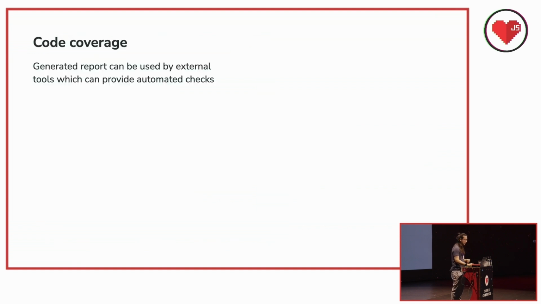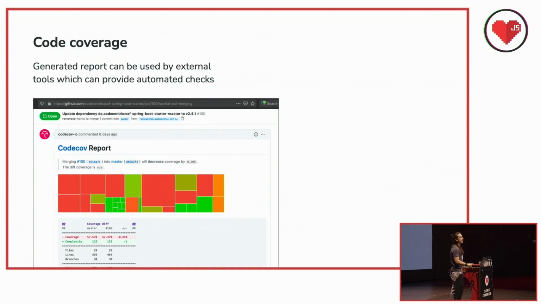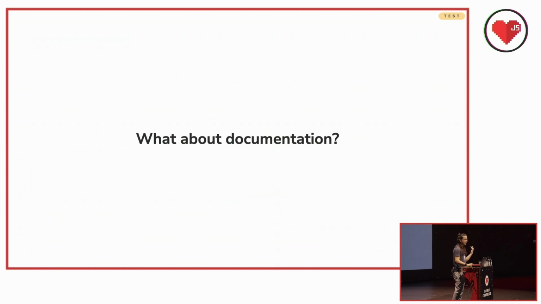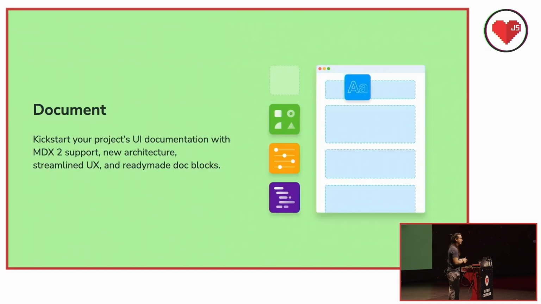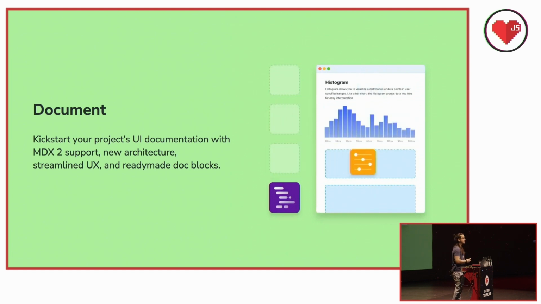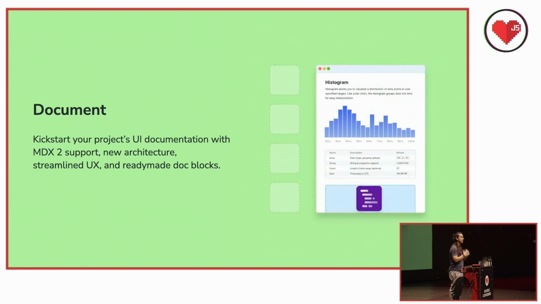So the code coverage is pretty cool and can be integrated with tools like CodeCov, which can be used in your workflows. And that is pretty nice. So I've been talking about developing and testing, but what about documentation? Well, Storybook 7 has put a lot of effort into the documentation experience. And we have doubled down on MDX, so now we're using MDX2.